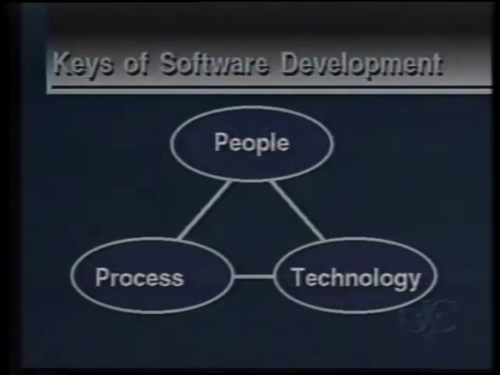There are 3 key parts to improving software and software products. These 3 parts are the process that's being used to develop the software, the technology that's being used to develop the software, and the people themselves. I'll talk a little bit more about each of these. Let me first focus on the area of people.